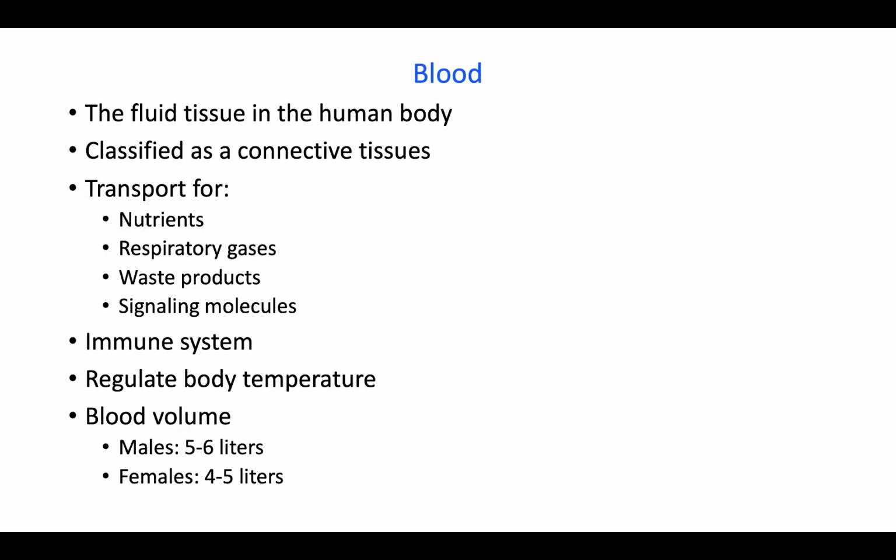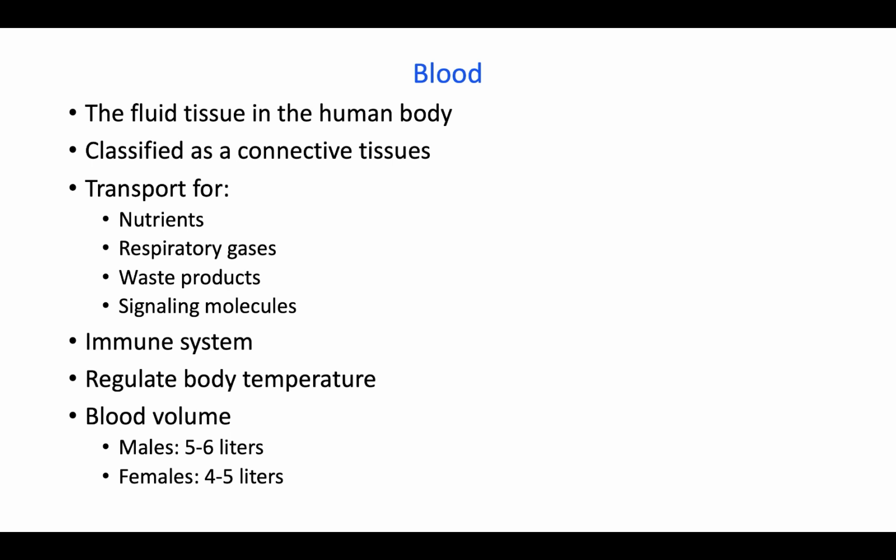Blood is the fluid tissue in the human body, and blood is a type of connective tissue. Blood consists of cells and cell fragments surrounded by a liquid matrix. Let's look at the function of blood. Blood transports gases such as oxygen and carbon dioxide, and also transports nutrients from the digestive tract and waste products to the kidney for elimination.